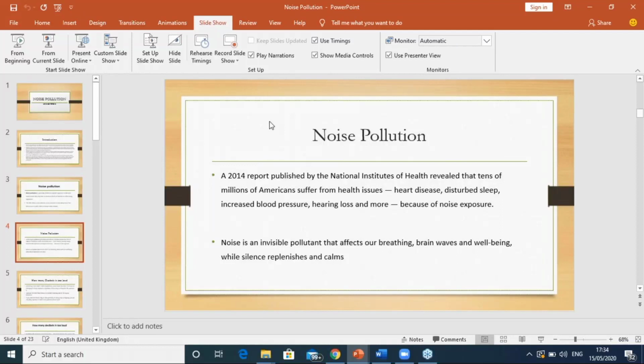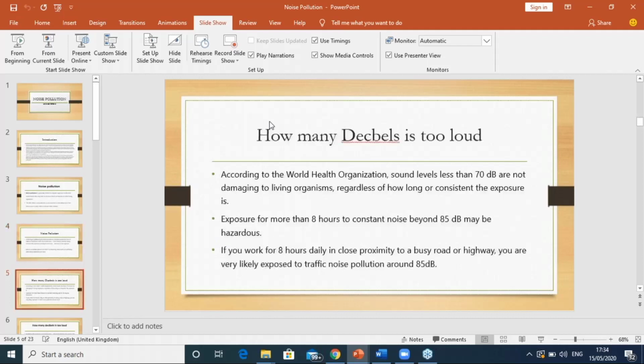Now, noise is an invisible pollutant that affects our breathing, brain waves, and well-being. It can be very silent, yet it causes a whole lot of issues. That's why so many persons don't pay attention to it. We don't think it's a serious matter, but it's something we need to really pay attention to. Like we said, it's an invisible pollutant and it affects everything, especially life.